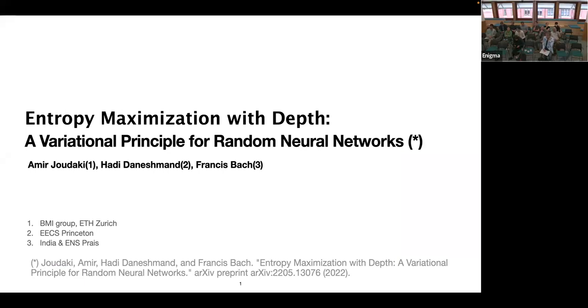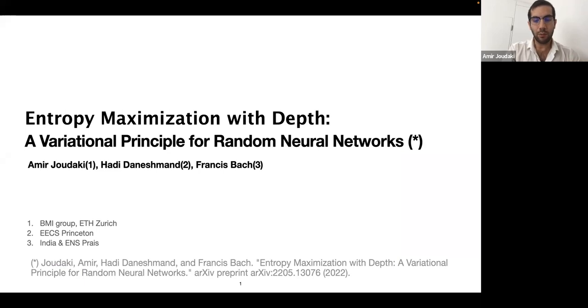Our next speaker here, Joudaki, will be talking about entropy maximization with depth and the variational principle for random neural networks. Thank you. Hello, everyone. I'm glad to be here, and I'm hoping that you will find this talk interesting. This talk, titled "Entropy Maximization in Depth as a Variational Principle for Random Networks," was done in collaboration with Heidi Danishment at Princeton and Francis Bach at ENS Paris.